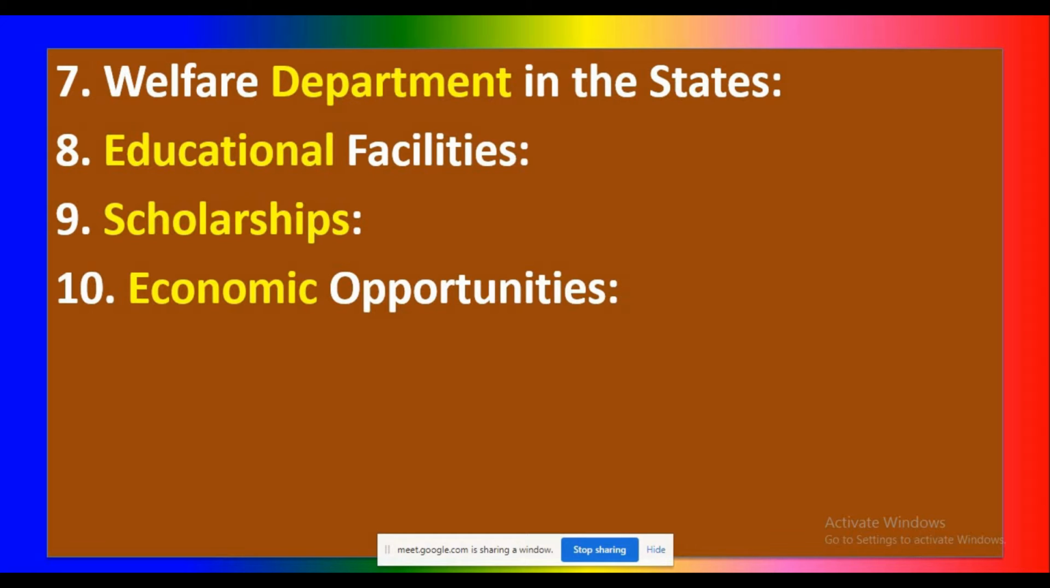Then economic opportunities. They provide financial support and technical support to start new businesses within the tribal society, and try to develop the economic status of the tribal population.